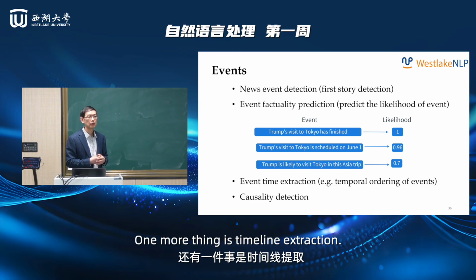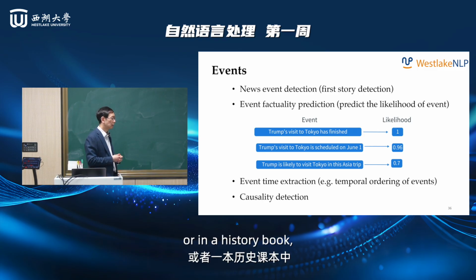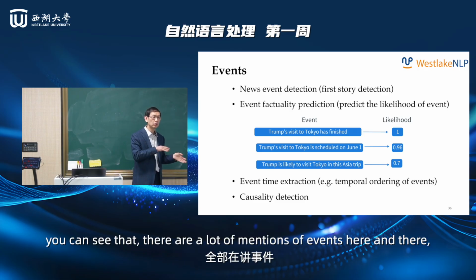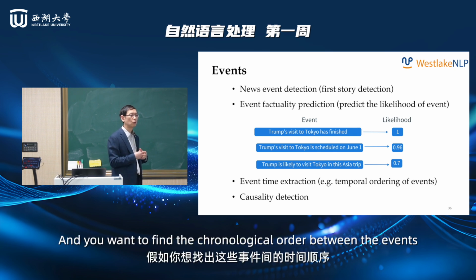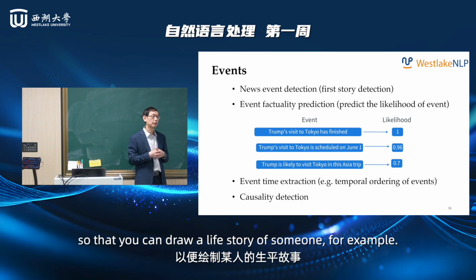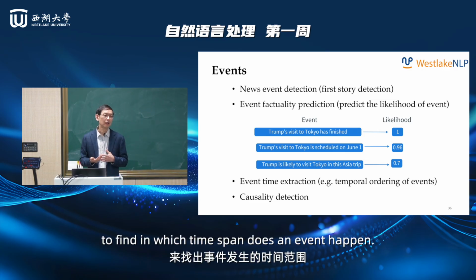One more thing is timeline extraction. In a piece of news or in a history book, you can see a lot of mentions of events here and there, and there are clues that some events happened before others. You want to find the chronological order between the events so that you can draw a life story of someone, for example. This needs the resolution of event temporal order to find in which time span an event happens.